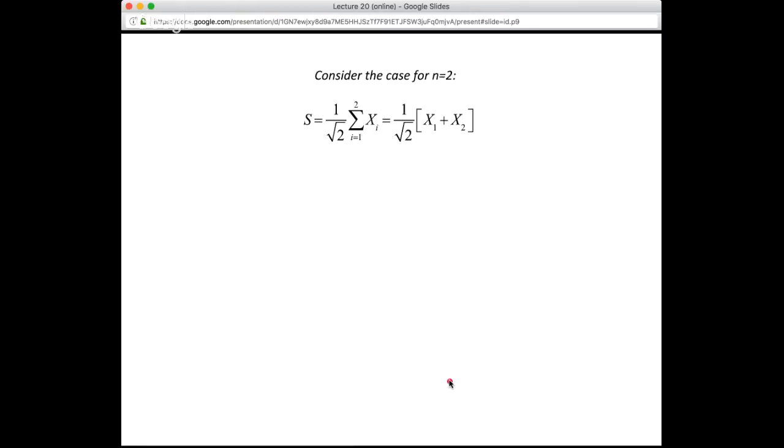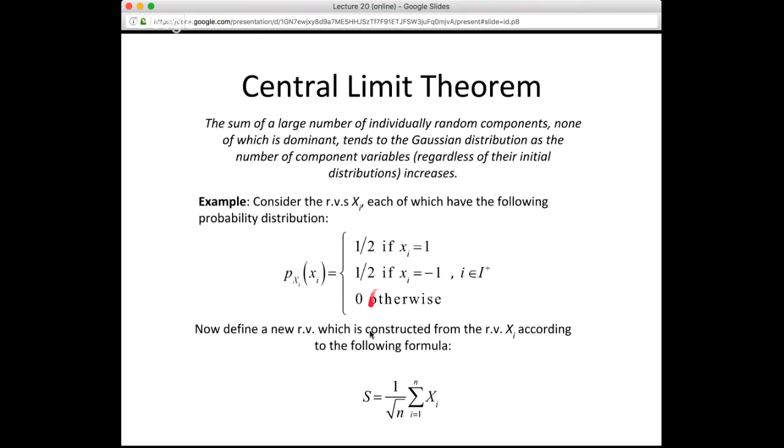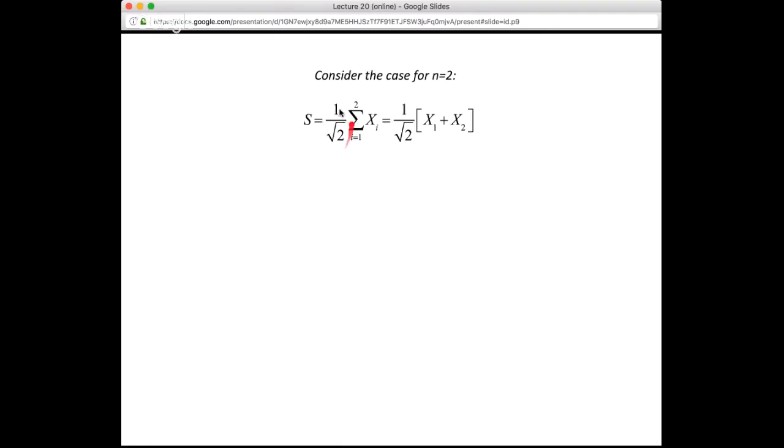Let's consider the simplest case, because we can easily derive the distribution for S in this case. The simple case is choosing the smallest number for n apart from n equal to 1, which is uninteresting. All right, so we're going to choose n equal to 2. And so our formula for the dependent random variable S becomes 1 over square root 2, because if you go back, our normalization was 1 over square root of n. And since n is 2, this is 1 over square root 2 times the sum from i equals 1 to 2 of the random variables Xi.